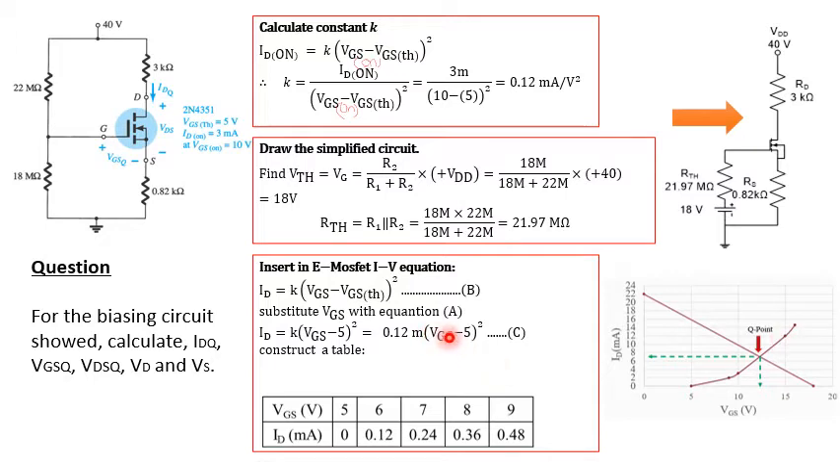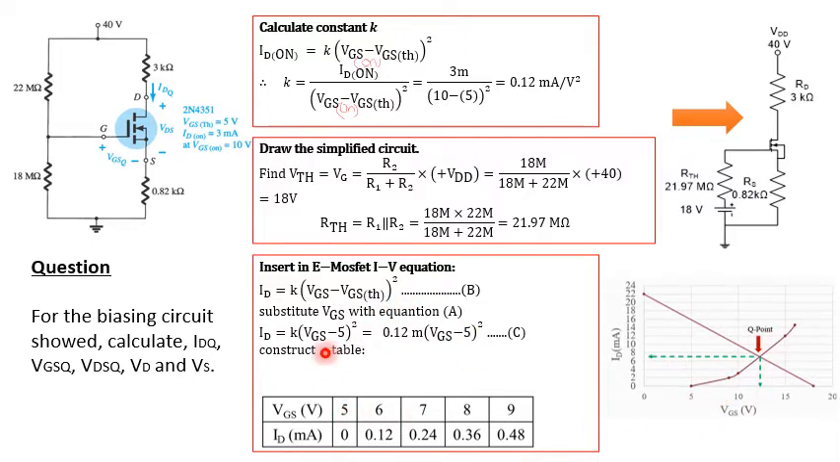So what you need to do is assume the value, and from the assumption you calculate to get the value of the ID. Then you can plot the graph. But at this point we don't even know the Q point yet until we draw the load line. The intersection between the load line and the transfer curve indicates the value of the Q point.